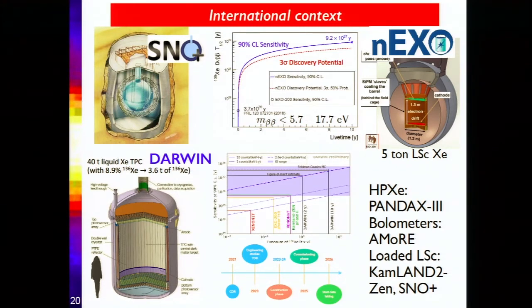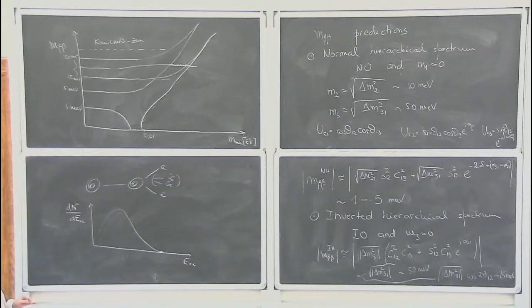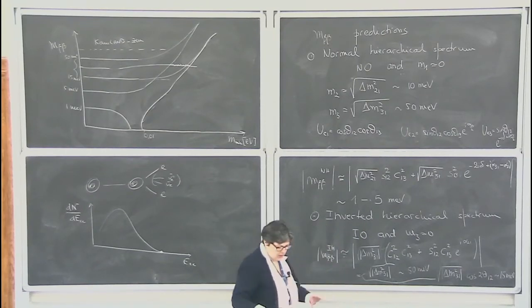And there are other efforts in China, in Japan, etc. So it's a very, very rich experimental program. That's why I wanted to mention it in quite some detail. And you can expect in the next decade to have lots of new results and possibly an observation. That is what we all hope for at some point. So this is concerning neutrinoless double beta decay.